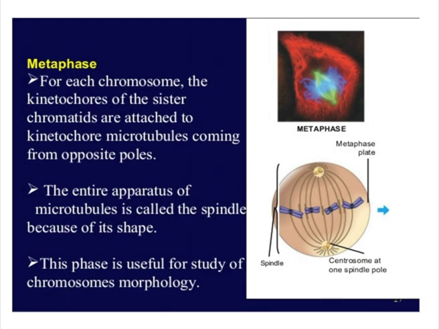Here the chromosomes' centromeres lie on the metaphase plate. For each chromosome, the kinetochores of the sister chromatids are attached to kinetochore microtubules coming from opposite poles. The entire apparatus of microtubules is called the spindle because of its shape.